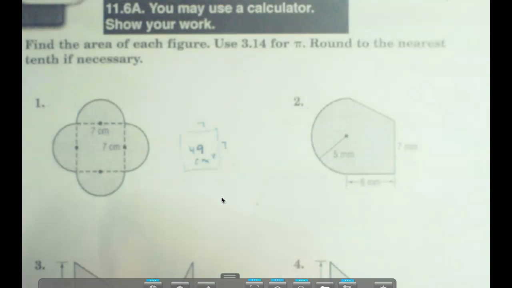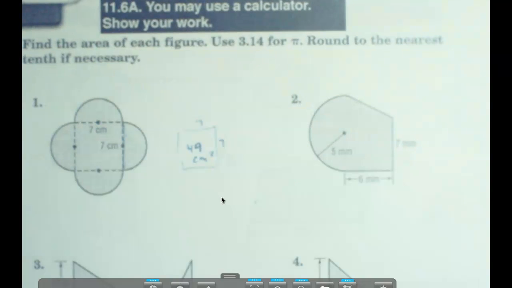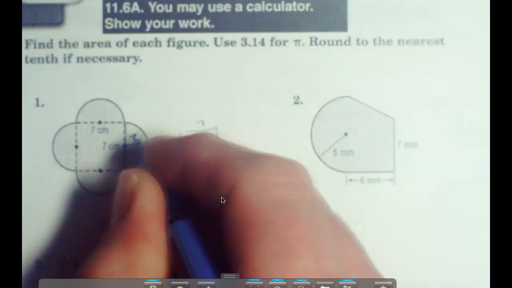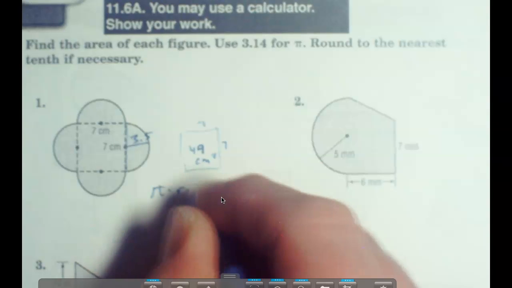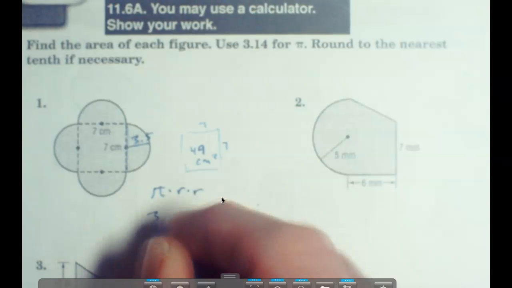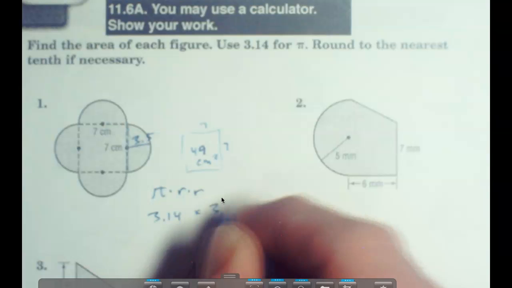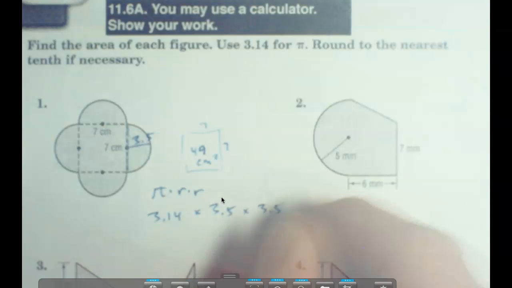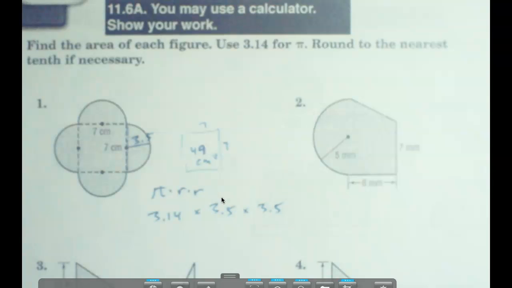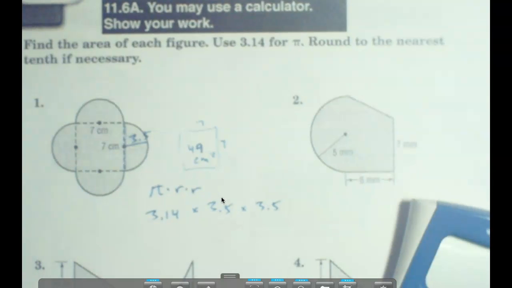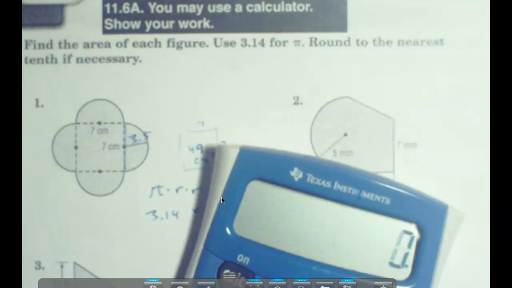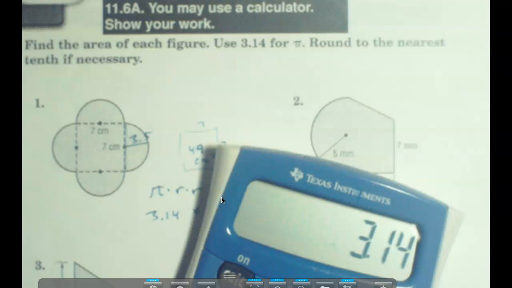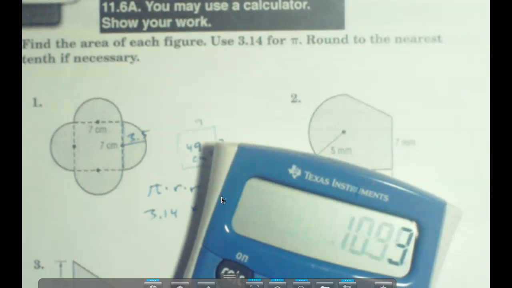Well, if this diameter of the circle is 7, that means the radius is going to be 3.5. So I can pi r squared that, pi times the radius squared to give me the area of the circle. So I'm going to take 3.14 times 3.5 times 3.5. Pop that in. 3 times 3 times 3 would be 27, so it's going to be in that range. It's obviously going to be bigger than that, but 3.14 times 3.5 times 3.5.